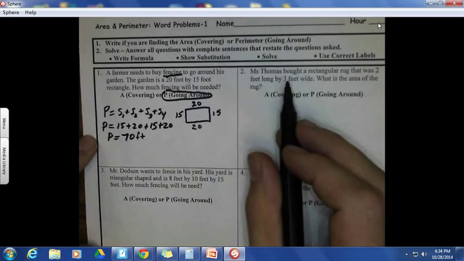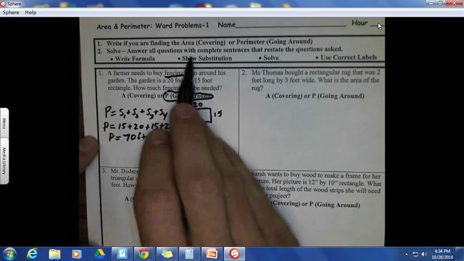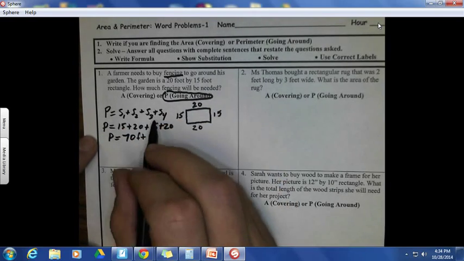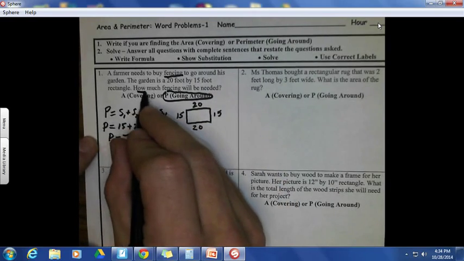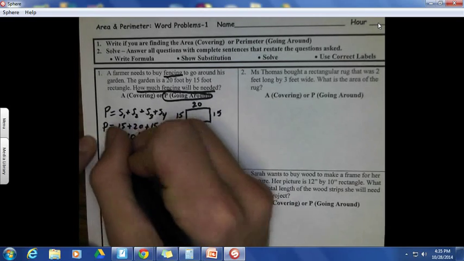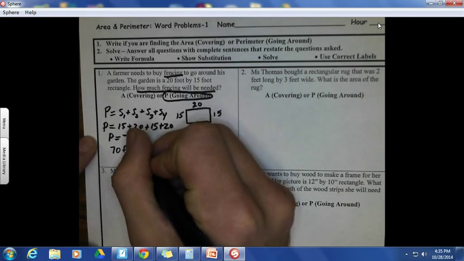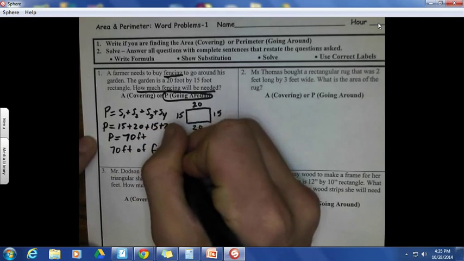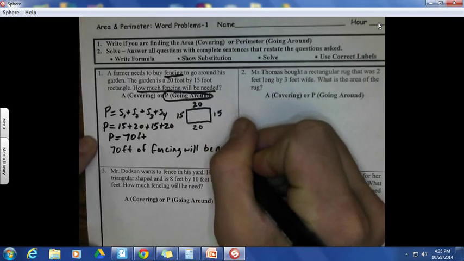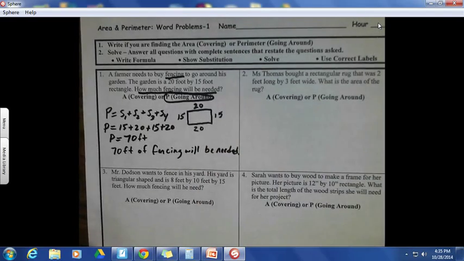So lastly, we're going to answer with a complete sentence, restating the question asked. So what was the question? The question was, how much fencing will be needed? So I will say 70 feet of fencing will be needed. Alright, very good.